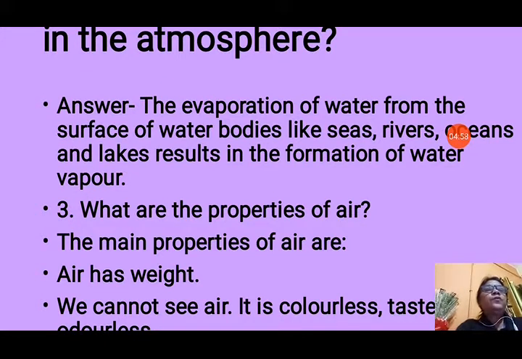So, how is water vapor formed in the atmosphere? Let us see. Water from the surfaces of seas, rivers, oceans and lakes, all the water bodies, evaporates during the daytime due to the heat of the sun, and this results in the formation of water vapor. All this water vapor mixes in the atmosphere.